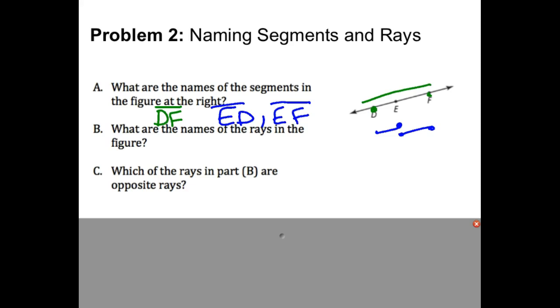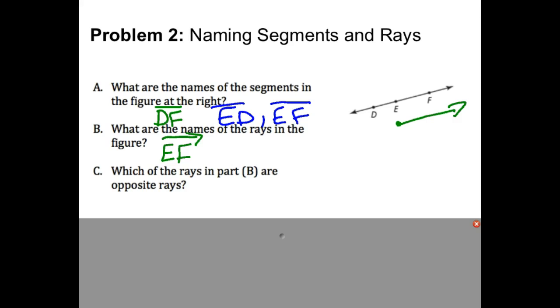The next question says, what are the names of the rays in the figure? Remember, a ray needs an endpoint and then it needs another point to go in the direction of. So let's pick an endpoint to start with, maybe E because it's in the middle. Okay, then we need another point that it's going to go towards. So remember, we start with the endpoint E, and let's say it's going to go in the direction of F. So we're going to say E in the direction of F is a ray, just like that.